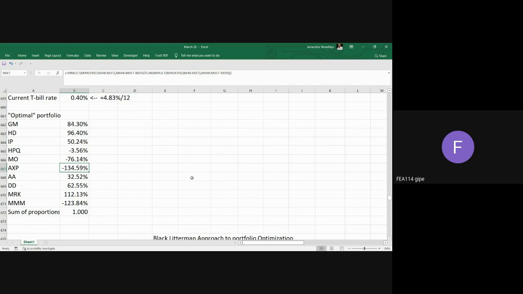So the problem that mutual funds face is that they are not allowed short selling. That's one problem. The other thing is some of the stocks may not be available for short sell. Why?